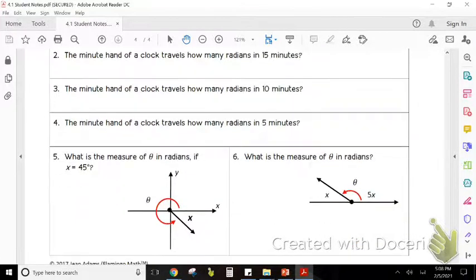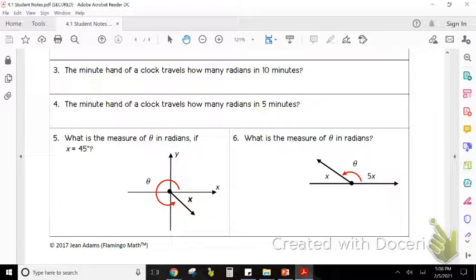Then at the bottom it says, what is the measure of theta in radians if x is equal to 45 degrees? All right, so we know x here is 45 degrees. So if you need to, go ahead and find what theta is in degrees first, okay? So theta in degrees, well, that's 45 degrees before the 360. So that 45 degrees is kind of like that reference angle, right? So this is going to be 315 degrees because we're going to take the 360 minus the 45, and that's going to give us the 315 degrees.